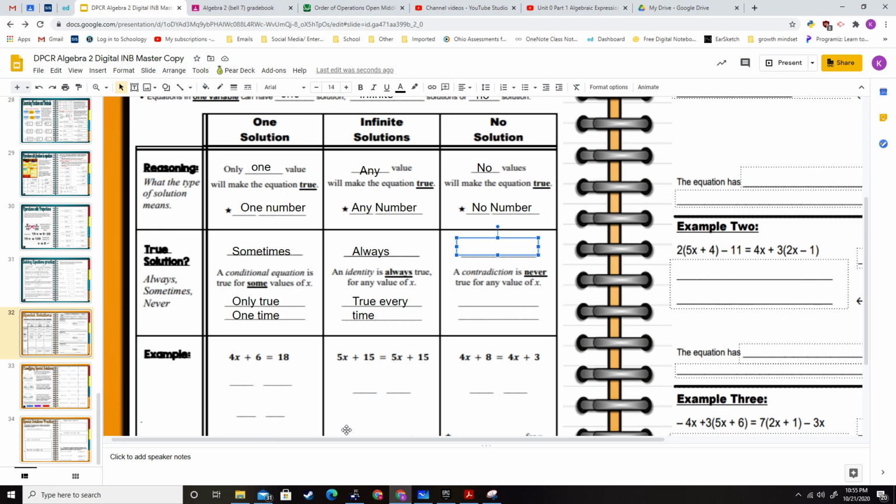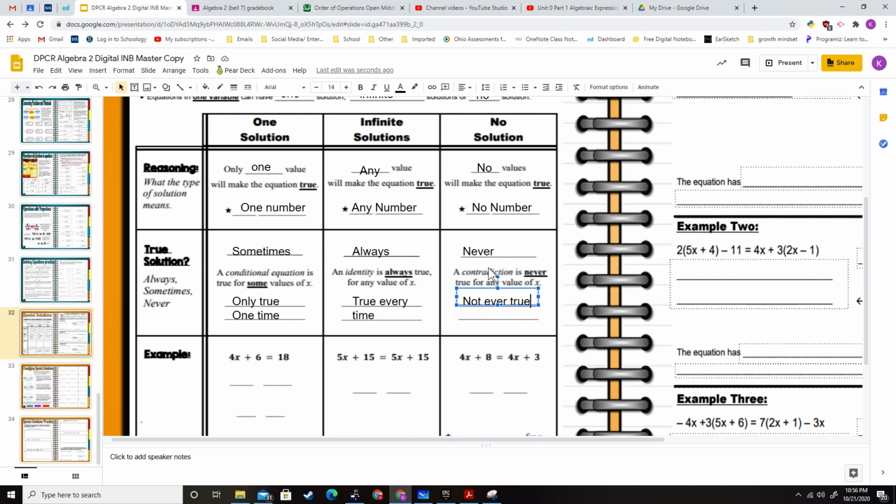And then for our next one, this means that there is never a value that makes it true. Okay? This means that there's going to be just something crazy there. You're going to get something like 0 equals 1 or 5 equals 3, things that you know don't make any sense. So a contradiction is never true for any value of x. So it's not ever true. It's only true for one thing, it's true for everything, or it's not true for anything.